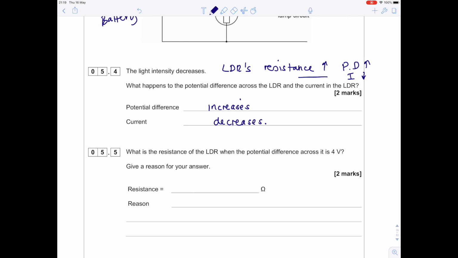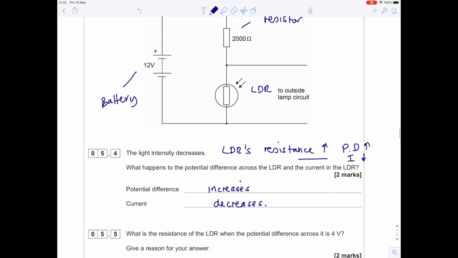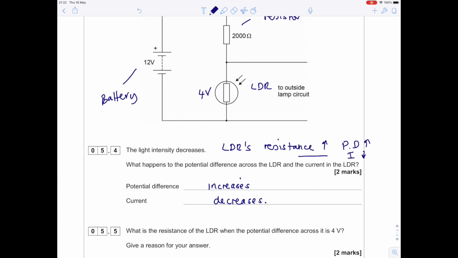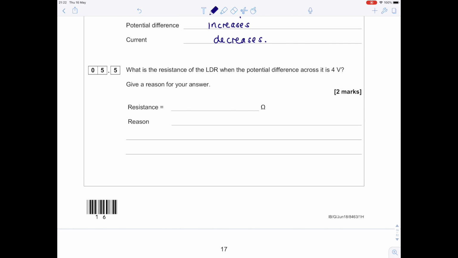What is the resistance of the LDR when the potential difference across it is 4 volts? Give a reason for your answer. So the crucial thing here is that this LDR has a voltage of 4 volts. Now remember, in a series circuit, as we have here, that voltage is shared between the components. So if the total voltage of the battery is 12 volts, it means that this resistor up here must have a voltage of 8 volts, because 8 plus 4 is 12. So if we compare those potential differences, we can see that it's twice as big for the regular resistor, which means that the resistance of the 4 volt LDR must be half of that, which is 1000 ohms.